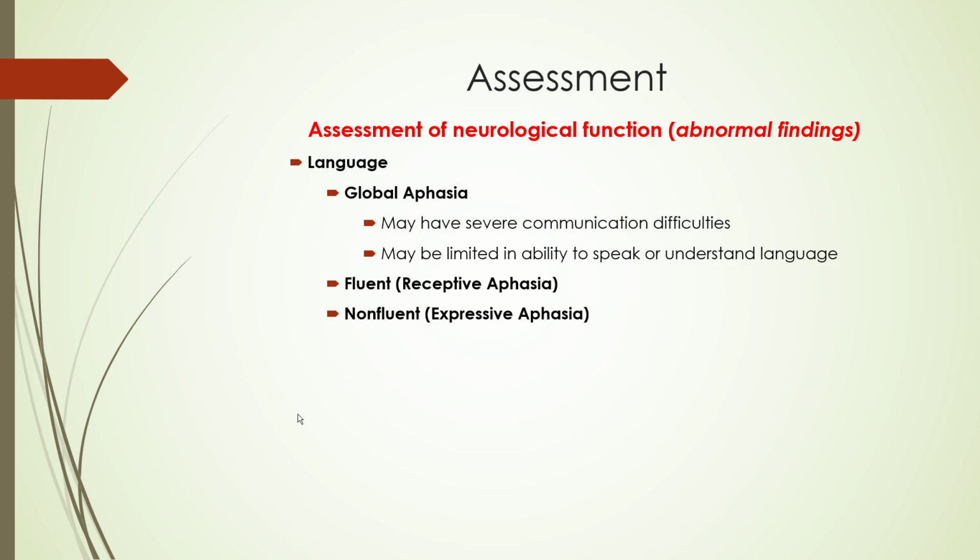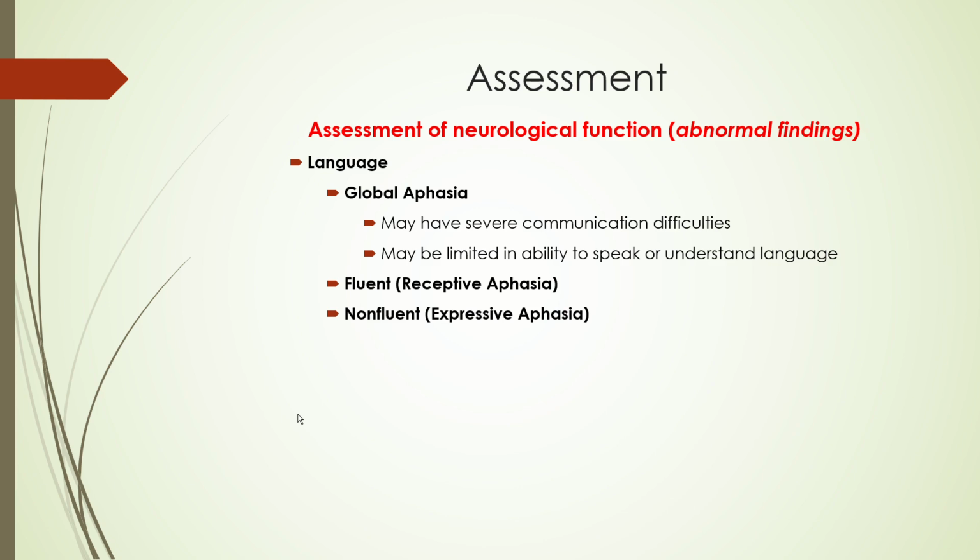So one we'll talk about is some language abnormalities. The first one we'll talk about is something called global aphasia. This is something that a lot of patients have, which is severe communication difficulties. Patients may be limited in their ability to speak or understand language. We'll talk about this a lot with stroke as well, but many patients with neuro conditions have some type of global aphasia, limiting their ability to speak and their ability to understand language.